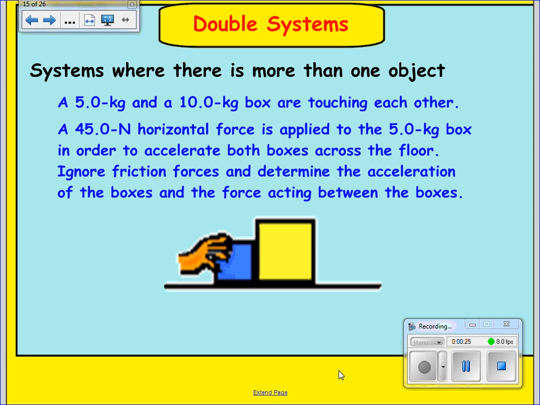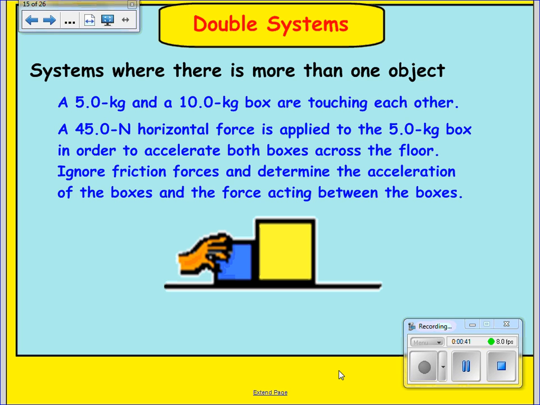And we're going to apply our same knowledge of Newton's second law to these situations. Before we get started with an example, let's just first talk about what a double system is defined as. A double system is defined as a system where there's more than one object. And that can mean a variety of things.